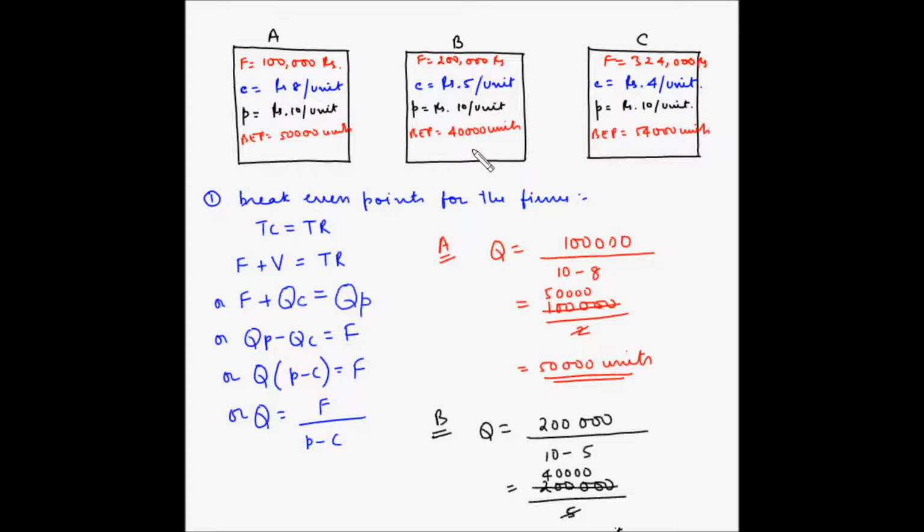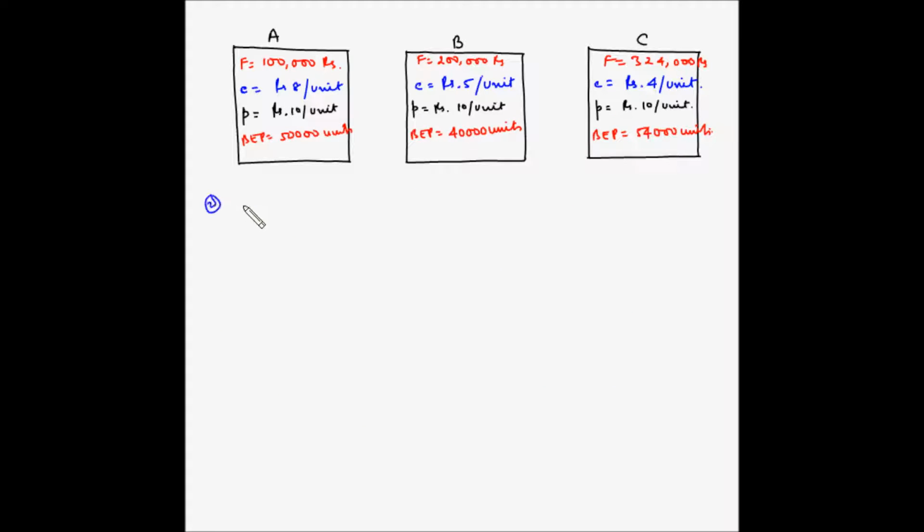So now let's move to the next question, which is how much profits are earned by the firms if each of them sells 70,000 units. So now we have to find out the profits made by three firms at a sale of 70,000 units.